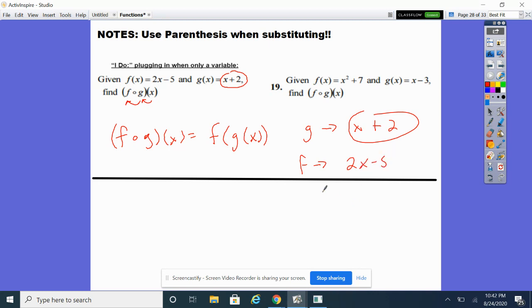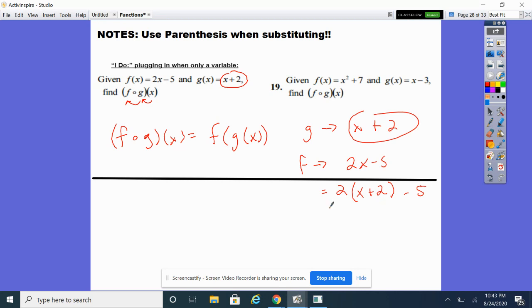Now, remember when we plug stuff in, we want to use the parentheses, and that's in place of the variable. So instead of x, we're going to plug something in. We need this minus 5 to still be at the end. So it basically looks like the same equation, but here in place of x, we're going to plug in g. What was g again? It was x plus 2. Notice I left a lot of space because you're going to have to write more things in the parentheses now. It's not one individual value.